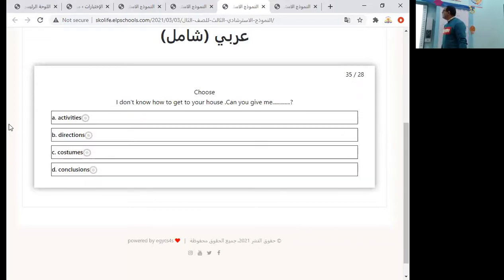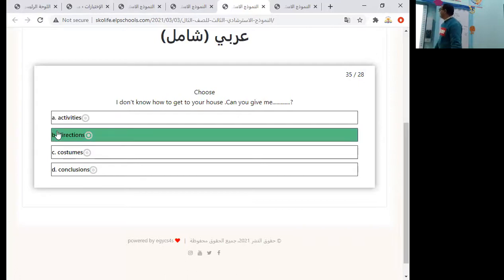Okay, I don't know how to get to your house. If I don't know the place that I'm going to and I need to know the directions, I can use this question: Can you give me directions? So the answer here is number B.